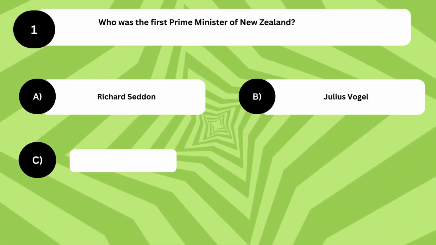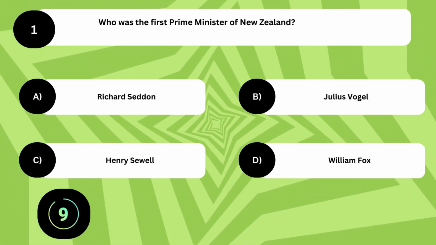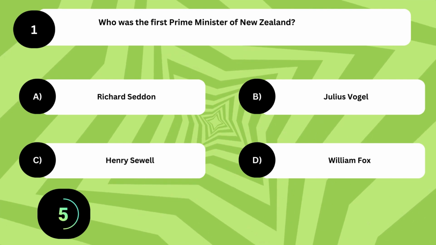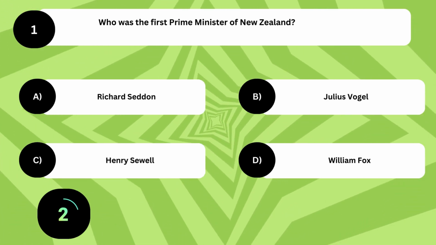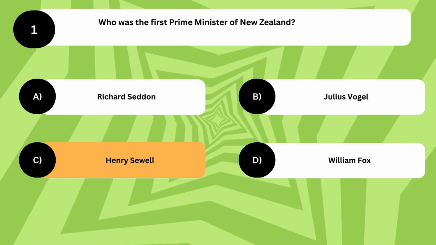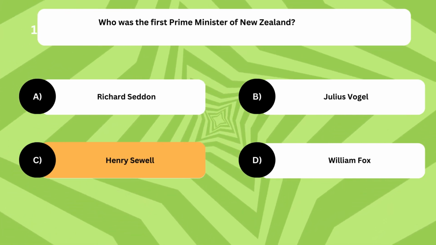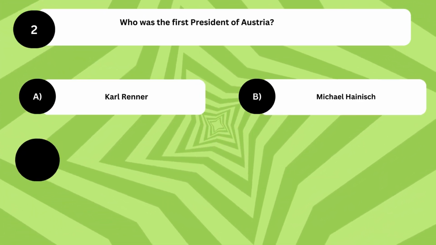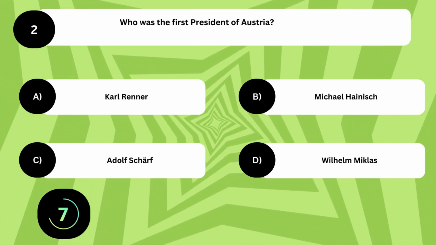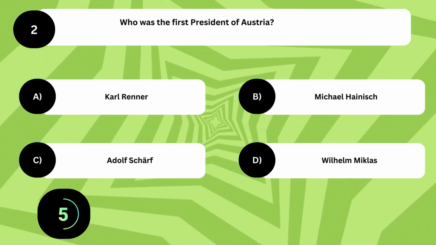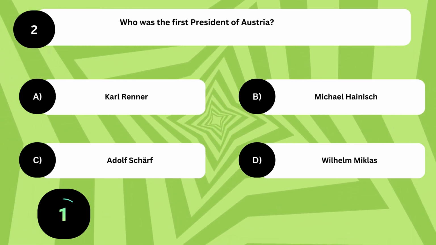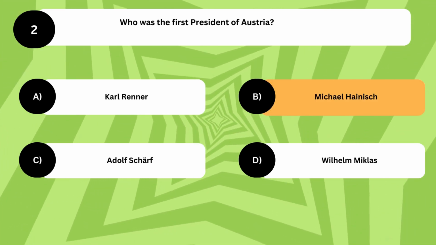Who was the first Prime Minister of New Zealand? The answer is C. Henry Sewell. Who was the first President of Austria? The answer is B. Michael Hainisch.